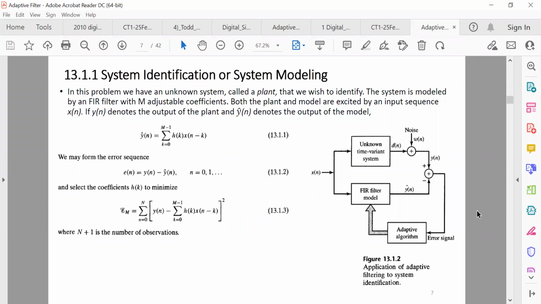Where is the use of this adaptive filter? Because I can vary the filter coefficients of the one I know. This is adaptation, and this is the adaptive filter application part here. So what is done here, see, we have an unknown time variant system. We say this is the plant, the top one, and the second one is the model, the known one.